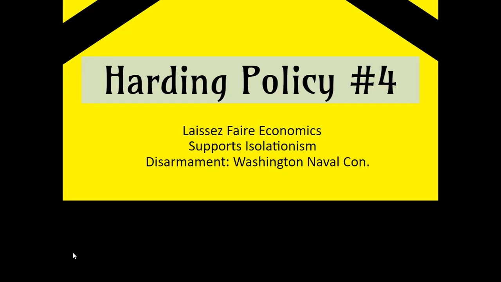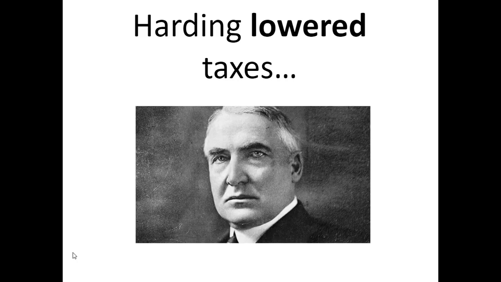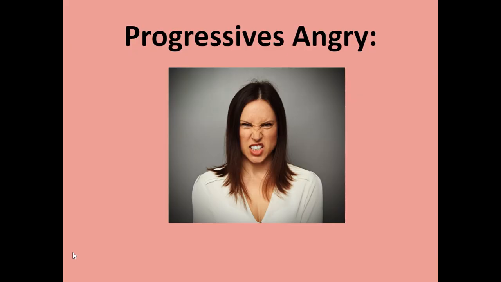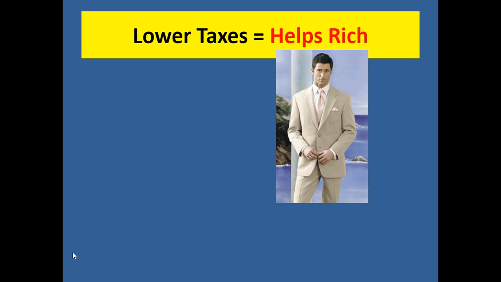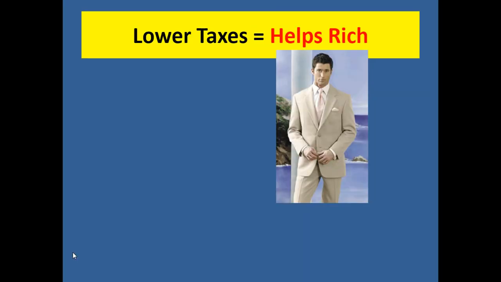So Harding embraced laissez-faire economics, hands off the economy, supported isolationism, disarmament, wanting to get rid of weapons and so on. And Harding also embraced lowering taxes for the rich. Harding believed in lowering taxes. Now, this is going to anger progressives, but they're out of power, so what? Lowering those taxes helps the rich, is what progressives say, because at this time, we had a progressive income tax where the rich paid most of the income taxes.